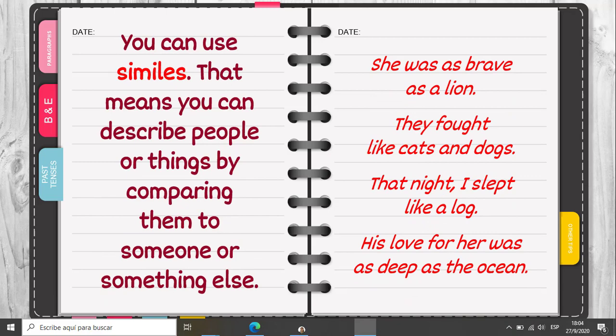You can also use similes. That means you can describe people or things by comparing them to someone or something else. She was as brave as a lion. They fought like cats and dogs. That night I slept like a log. His love for her was as deep as the ocean.